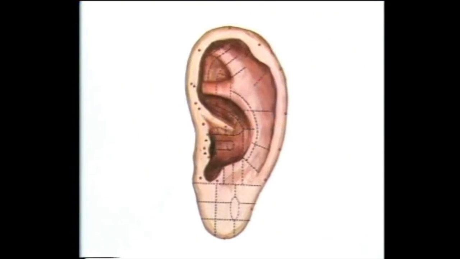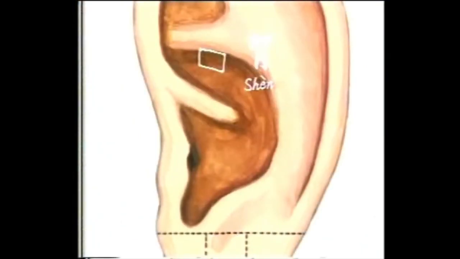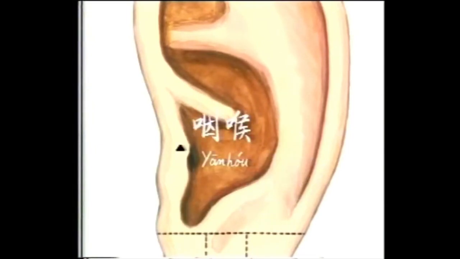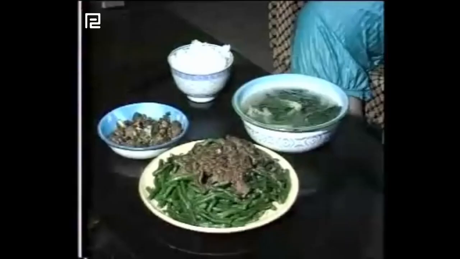Auricular acupuncture. Select points kidney, spleen, mouth, stomach, lung, endocrine, and throat. Apply seeds 30 minutes before meal or when feeling hungry. Press the seeds for 1 to 2 minutes to reduce the feeling of hunger and the amount of food intake.